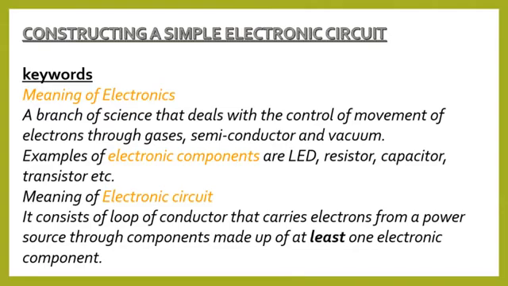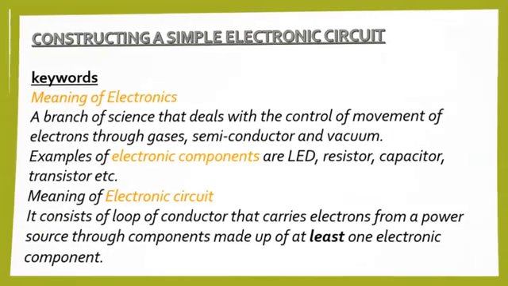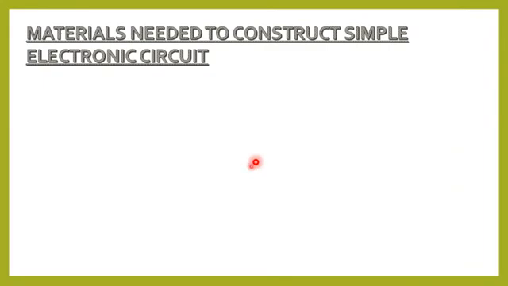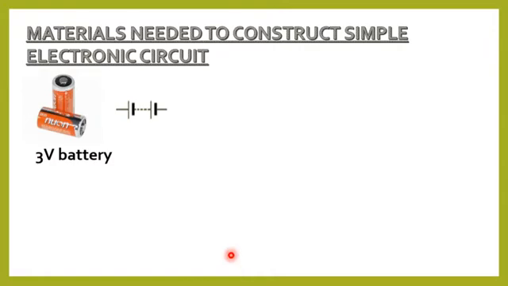Good. Now, let's move on to materials needed to construct simple electronic circuits. What materials do we need to construct simple electronic circuits? So the first one, we have battery. This is the actual diagram as you see it in real life. And this is the circuit symbol.